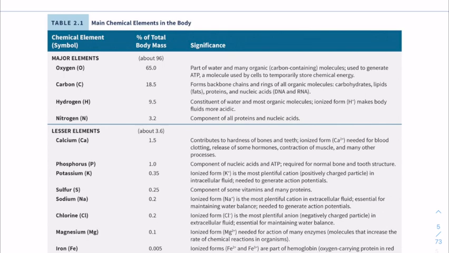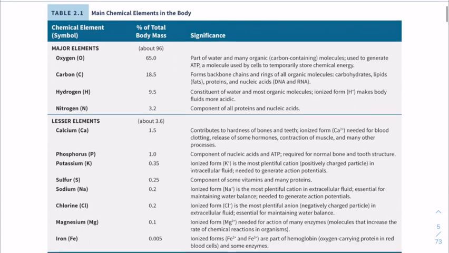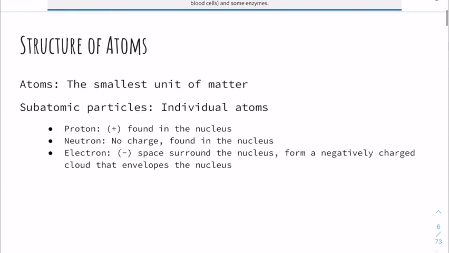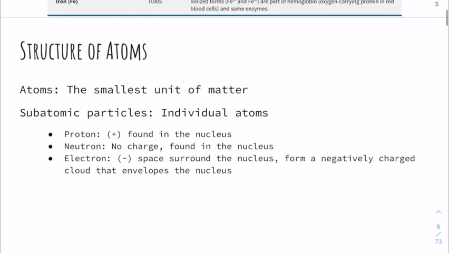So let's look. What does an atom look like? Or what is an atom even? An atom is the smallest unit of matter. We have protons, which are positive, neutrons, which have no charge, and electrons, which are a negative charge. Both protons and neutrons are found in the nucleus of an atom, while electrons are found in the outside.